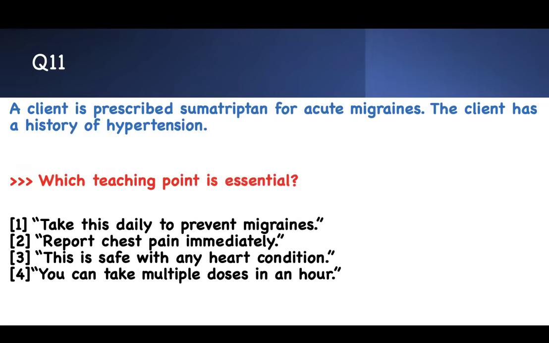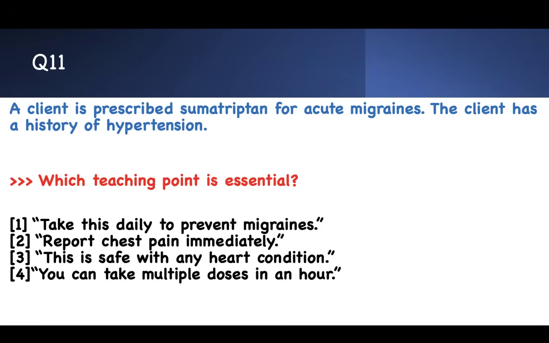A client is prescribed Sumatriptan for acute migraine. The client has a history of hypertension, heart problem. Which teaching point is essential? The key is Sumatriptan causes vasoconstriction. Therefore, if you have coronary disease, hypertension, stroke, you should avoid it. Therefore, what teaching should you provide?